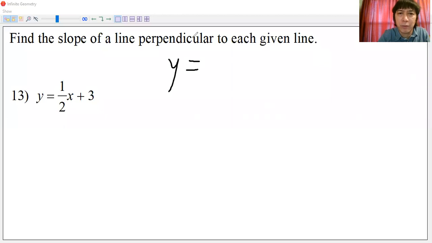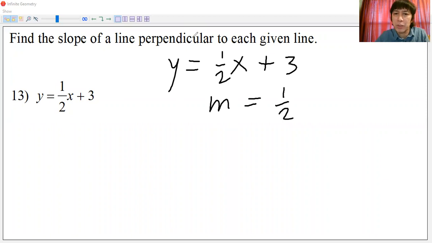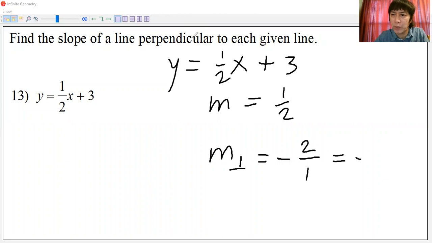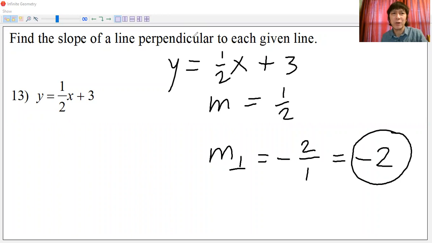So this is the given line, y equals 1/2 x plus 3. Our m here is 1/2. To get the perpendicular slope to this line, we will have to change the sign. It's a positive 1/2, we will have to make this negative. And then the reciprocal of 1/2 is 2/1. So this will become 2/1, or simply 2 with a negative sign there. This is the required perpendicular slope.